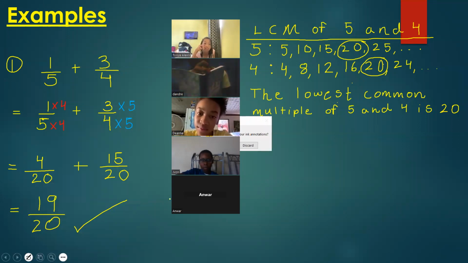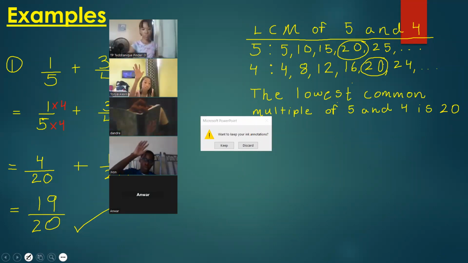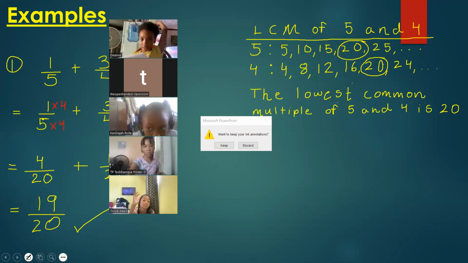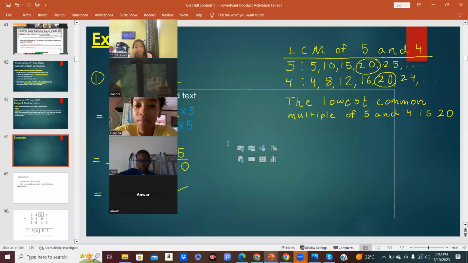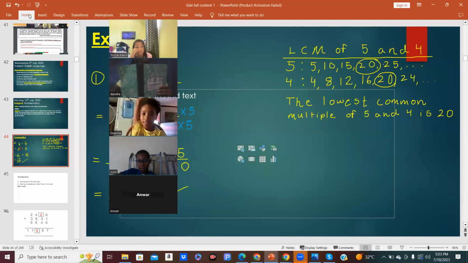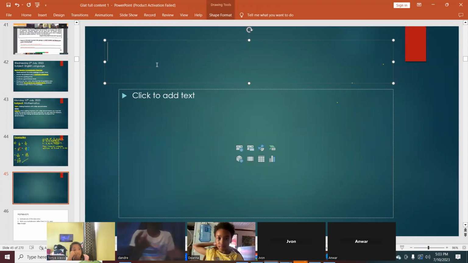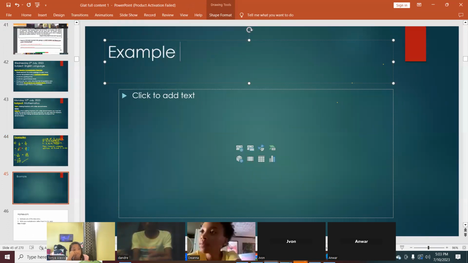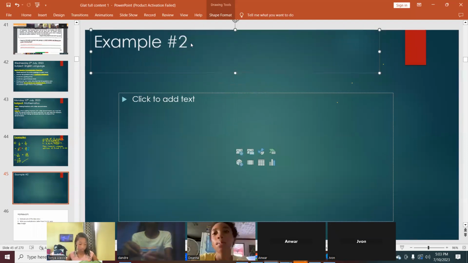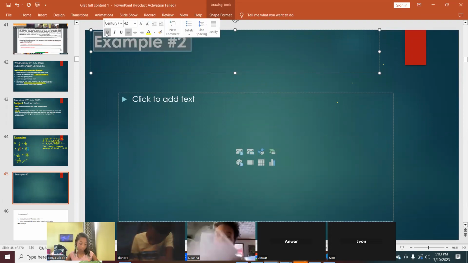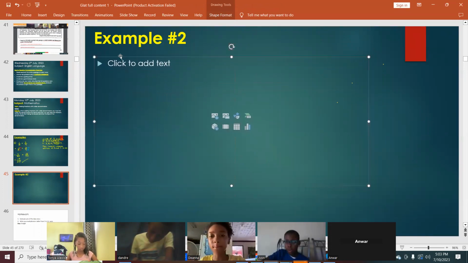Raise your hand if you think you're able to do this by yourself. Okay, everyone. Excellent. All right, so let's do a last example before I give you the opportunity to do it by yourself. So example number 2.